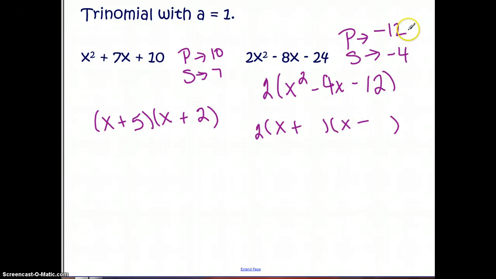So things that I can multiply together to make negative 12, 1 and 12, but if I add those together, I'm not going to get negative 4. I can use 2 and 6, and to get a negative 4, my 6 would have to be the negative, my 2 would have to be the positive.